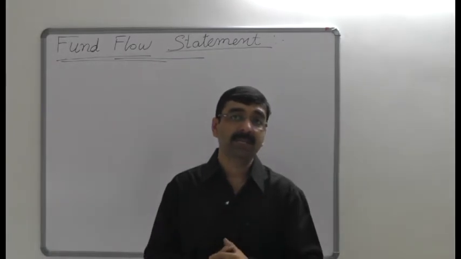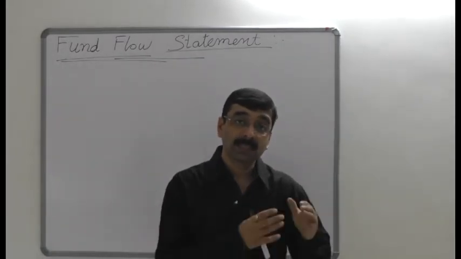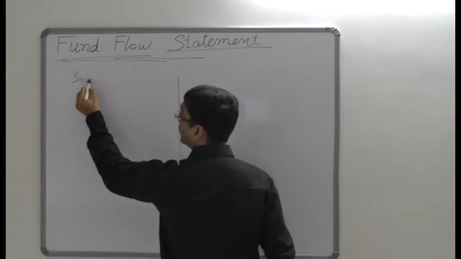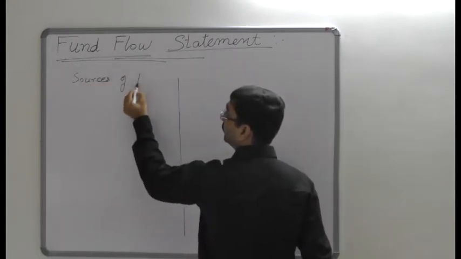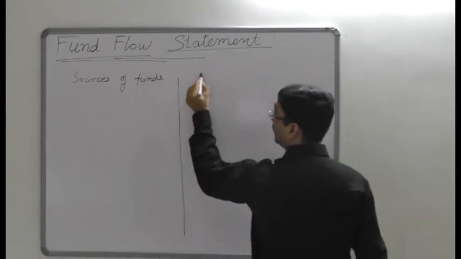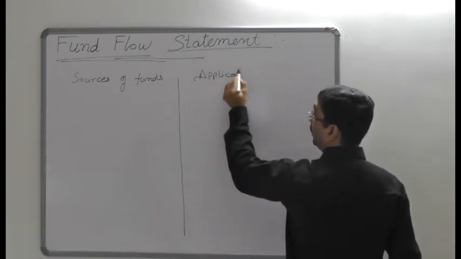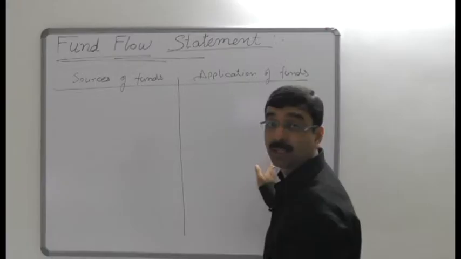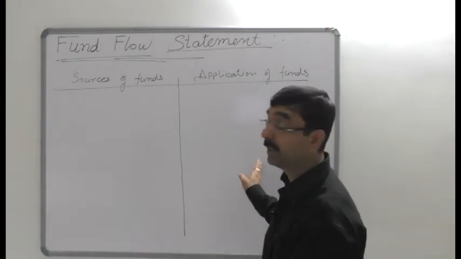A fund flow statement can be defined in 2 ways. The statement is prepared in 2 parts. One is the sources of funds, and the other is the application of funds. In this regard, it can be prepared in 2 formats. One is a T-shaped form like this. On the left hand side, all the sources of funds would be recorded, and on the right hand side, all the application of funds would be recorded.